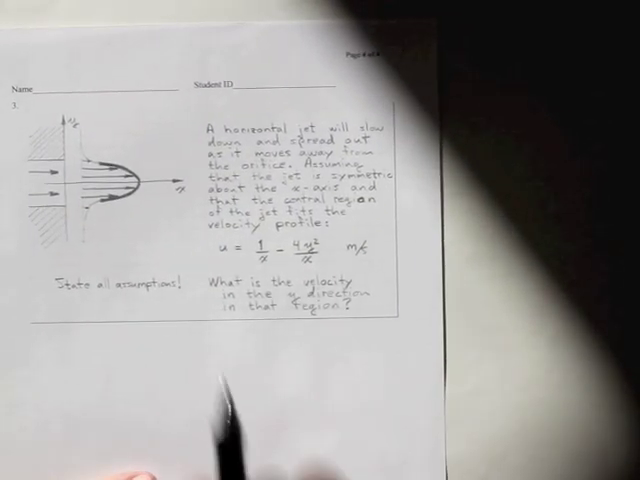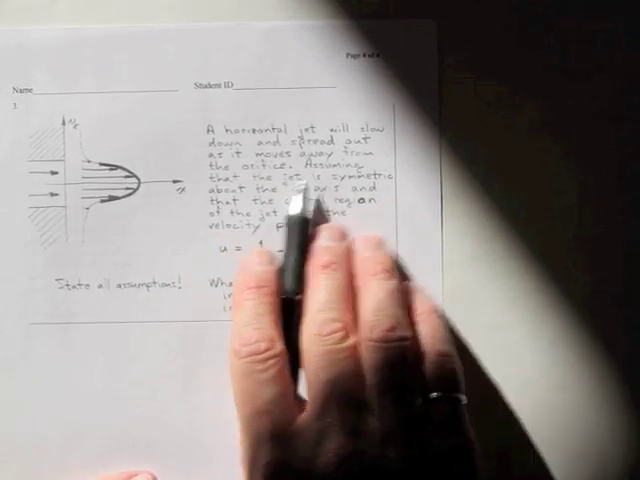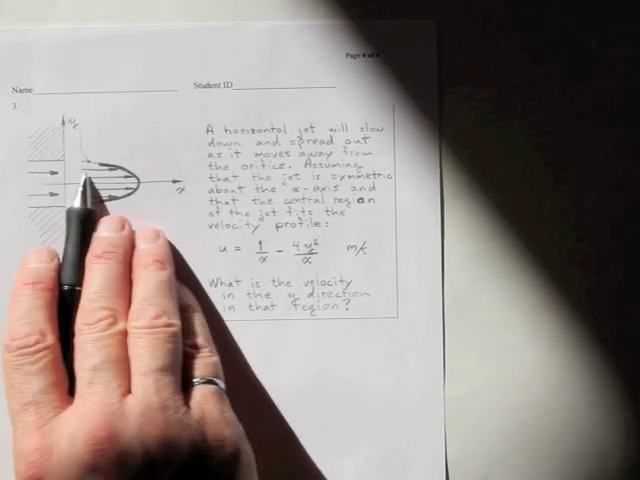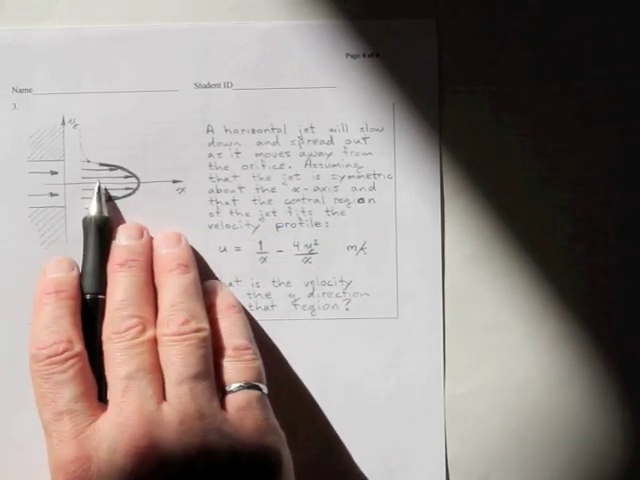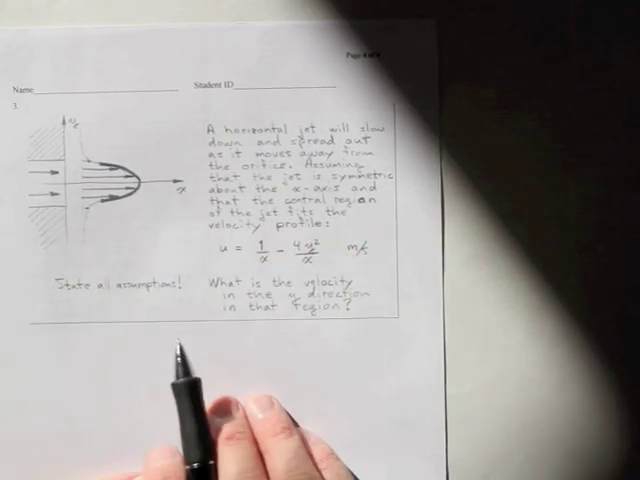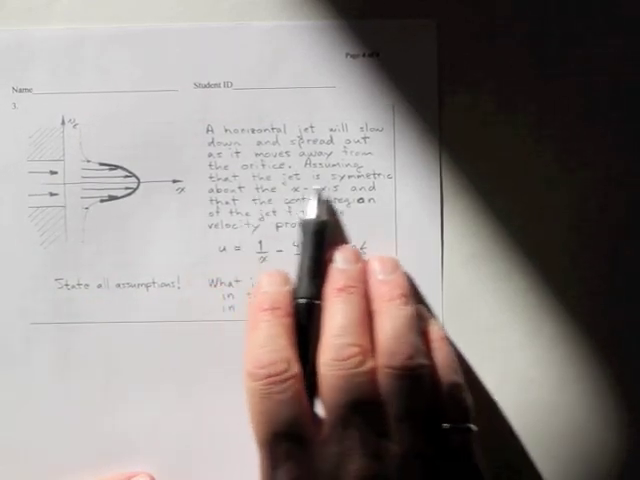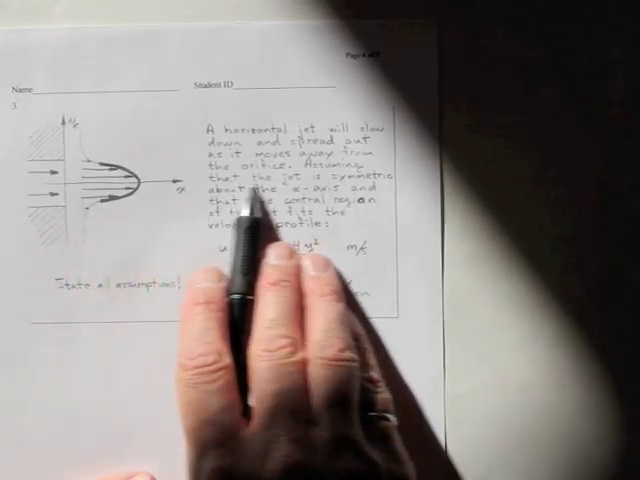Okay, the question says that a horizontal jet will slow down and spread out as it moves away from the orifice. So there's fluid coming out of here, and as it moves out in this X direction, it's slowing down and spreading out as it moves in this direction.